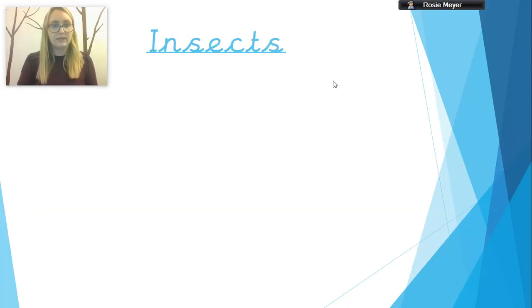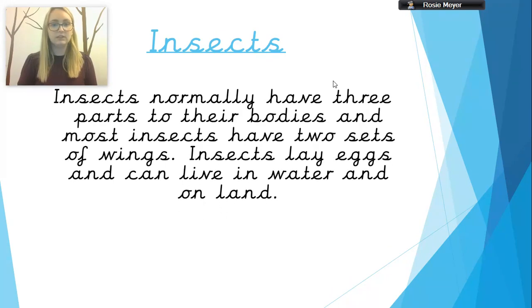The last one we're going to have a look at is insects. Insects normally have 3 parts to their bodies, and most insects have 2 sets of wings, but some insects don't have wings. Insects lay eggs, and they can live in water and on land.